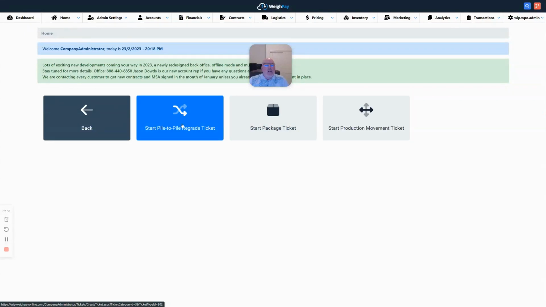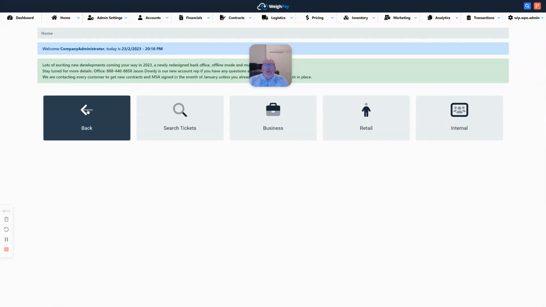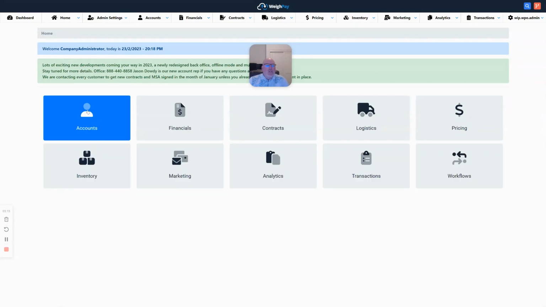This would be more pile to pile. If I was going to go to my steel pile, and then I was going to relocate some batteries or some other product that I found inside that pile, I would do a pile to pile regrade. So quite a few different transaction types, which is what you get when you have a mature software solution.